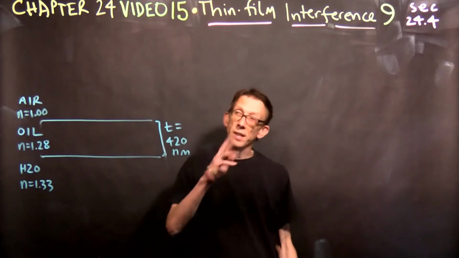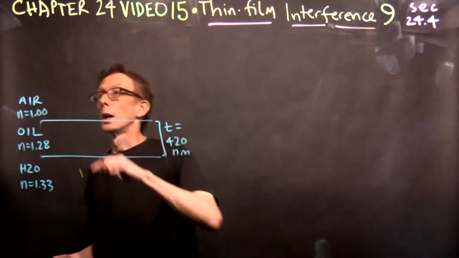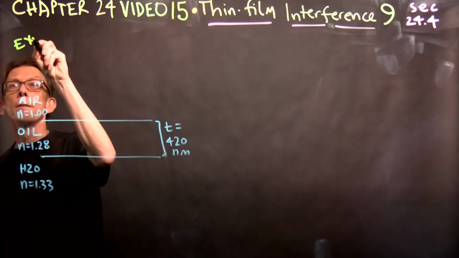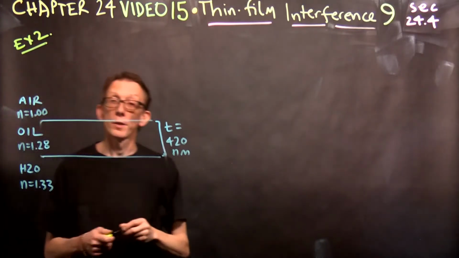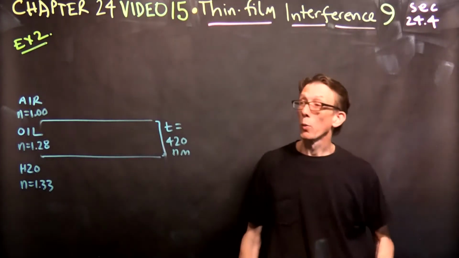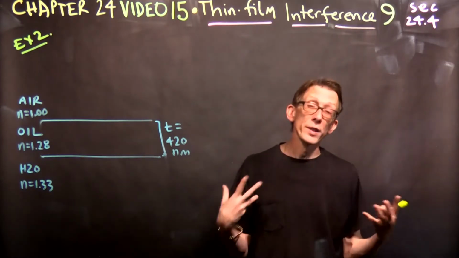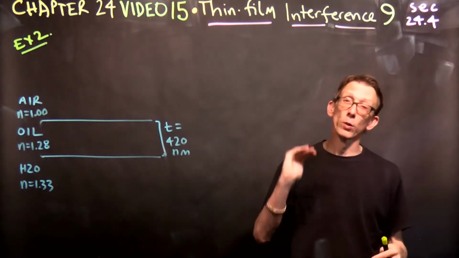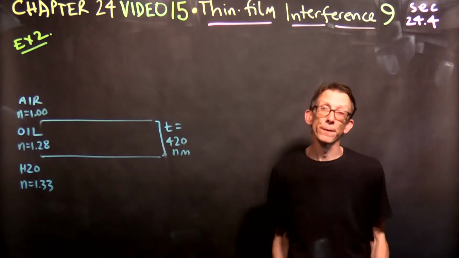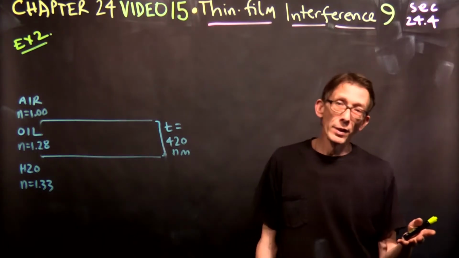Okay, so second example here. Example 2 of thin film interference. Here we go. We have a situation we've all encountered at some point in our lives where there's oil on top of water. I remember this most vividly from back in the 70s when I was a kid.